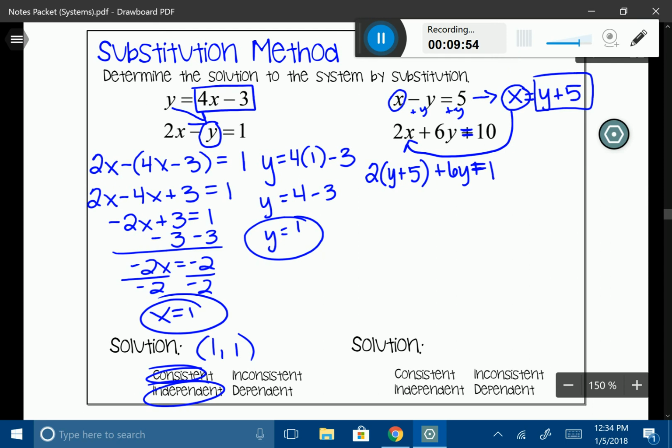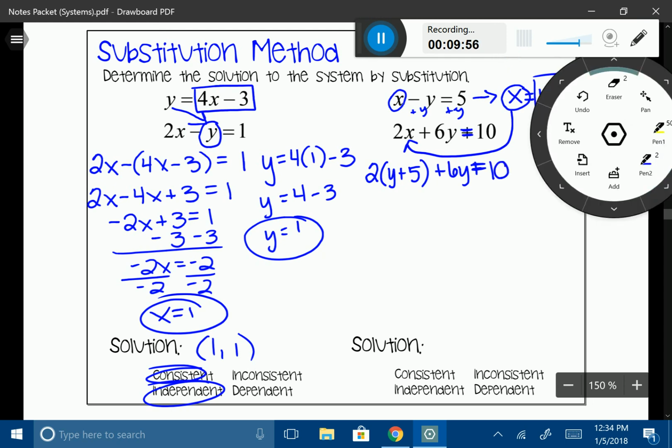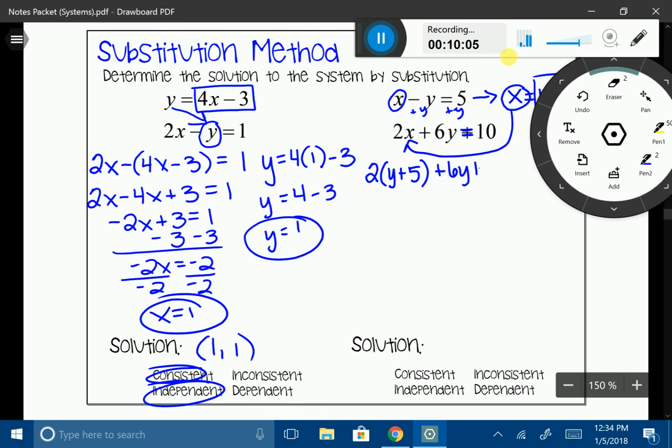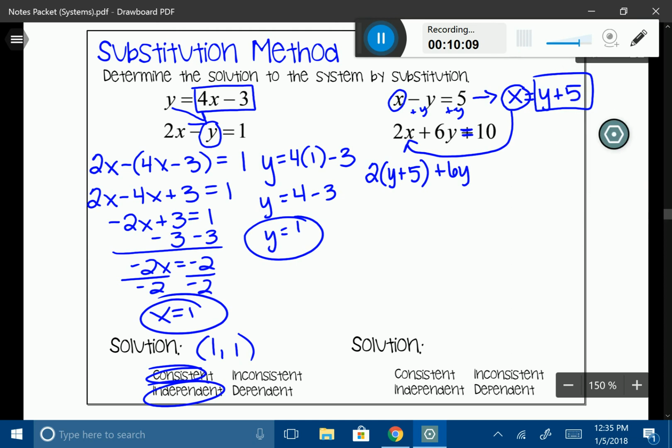Let me go ahead and erase that so I don't cause any confusion. Whoops. It's still not going away. There we go. Okay, let's try that again. Equals 10. I'm sorry about that.